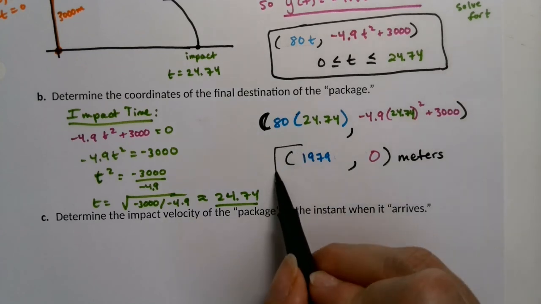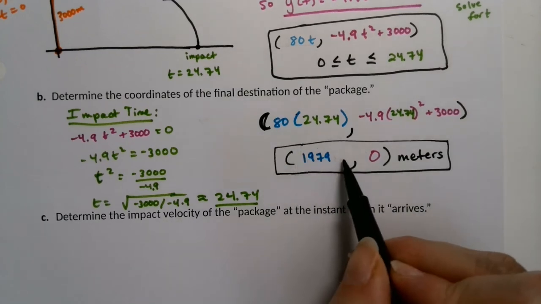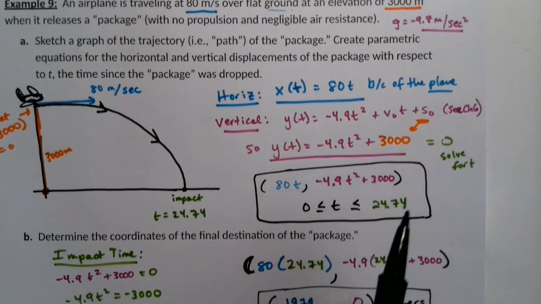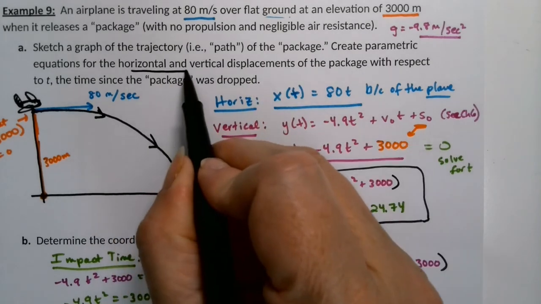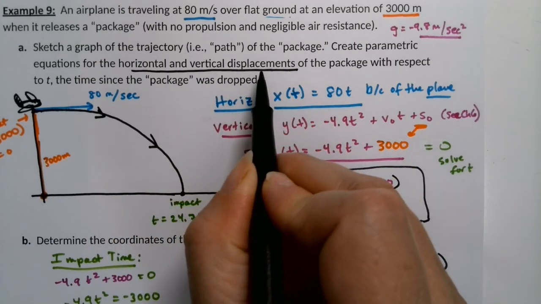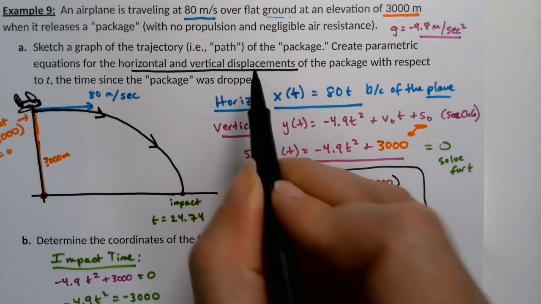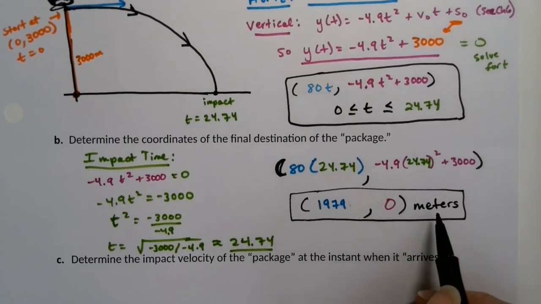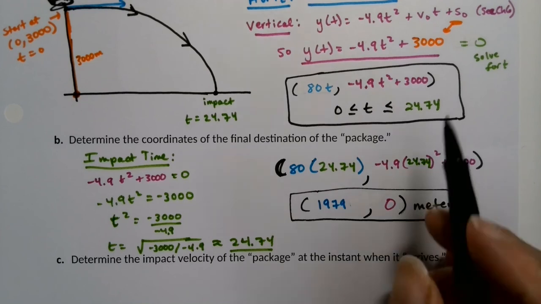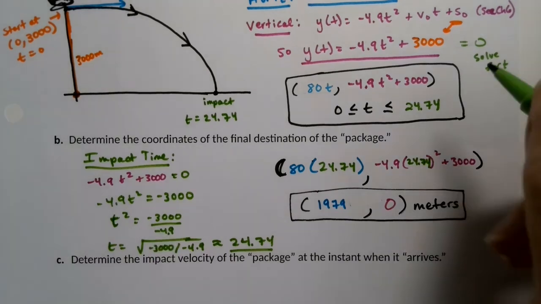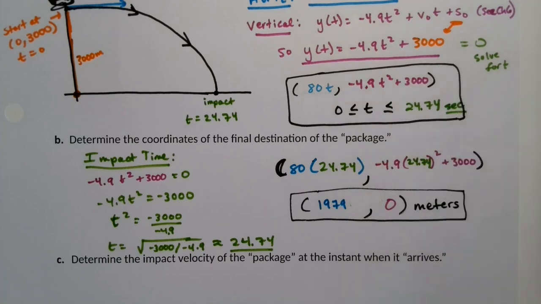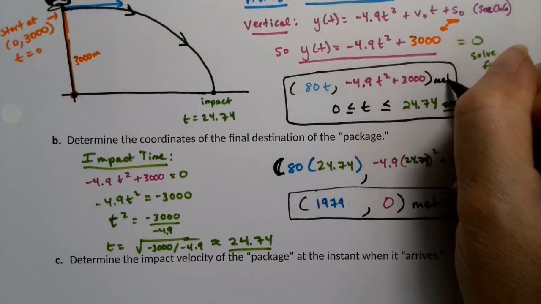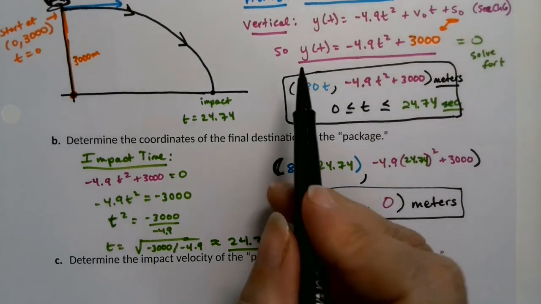So the coordinates of the package are right there. Now, if you want to give yourself more decimal places, that's fine. But notice that X and Y, it says it right here, they're vertical and horizontal displacements, aka distance with direction, right? So they're distance, so they're measured in meters, as opposed to time here, which is in seconds. So if you want, you could put meters up here, because both of those components are meters.